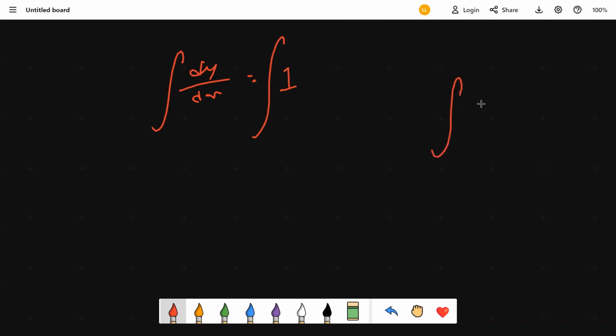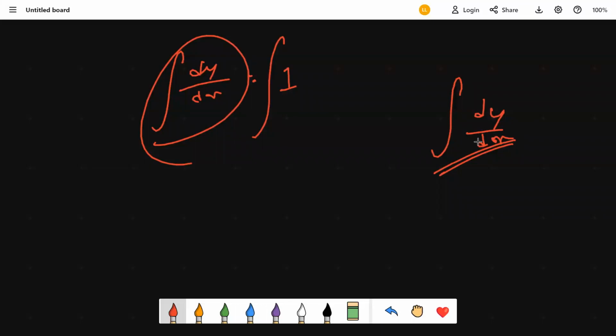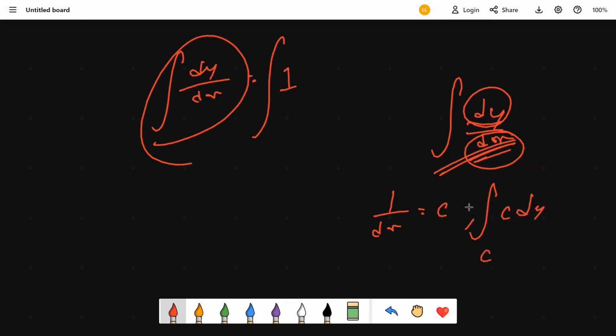Since we have dy by dx, we can at a time integrate only one variable. That means either we could integrate x, or we can integrate the change in y. So either we have to take dx as a constant. So if dx is a constant, let's say c is a constant, then this is considered as integration of c dy. That means c can come out to the outer part, and now we are dealing with the dy part.